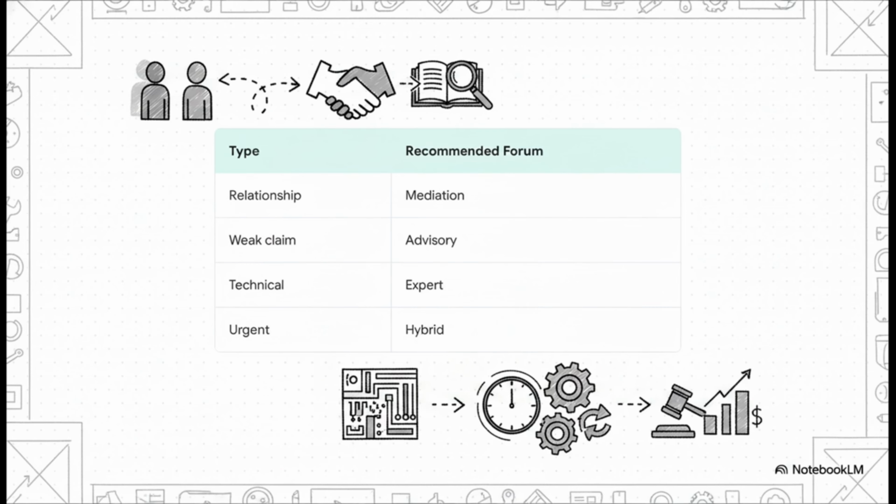Got a relationship problem? Route it straight to mediation. Weak claim confidence? Go for an advisory review. A highly technical issue dragging you down? Expert determination. An urgent, high-value dispute needing absolute finality? Fire up a hybrid process. By doing exactly this, our hypothetical team has successfully routed each specific conflict to its correct, most effective forum.